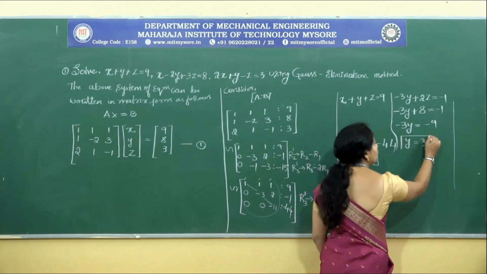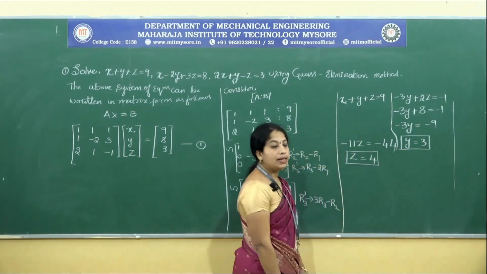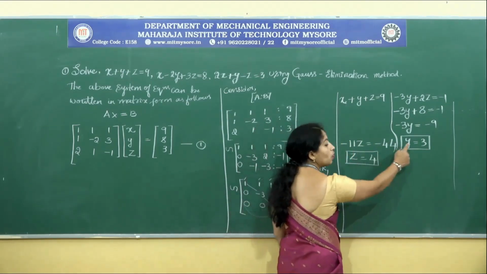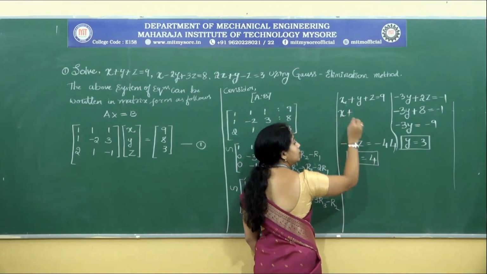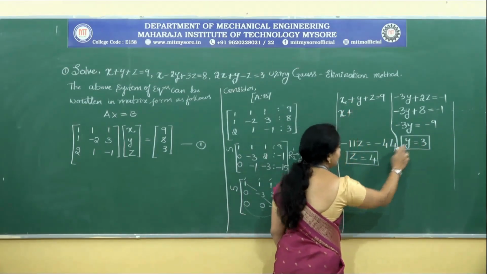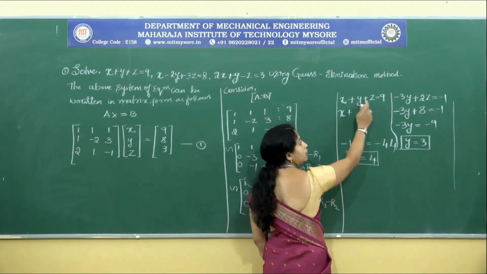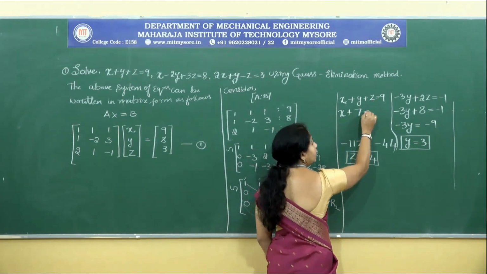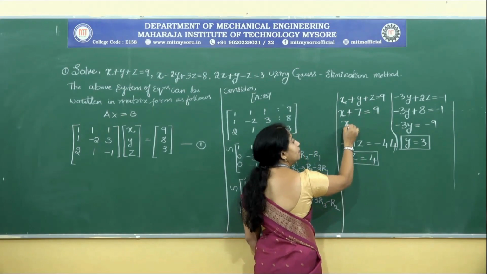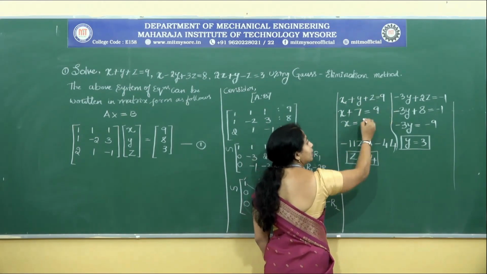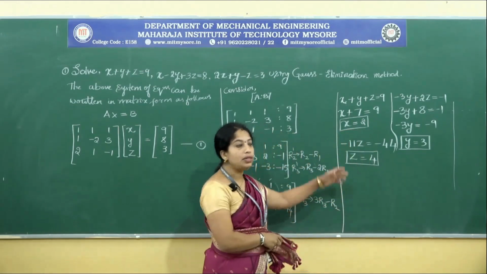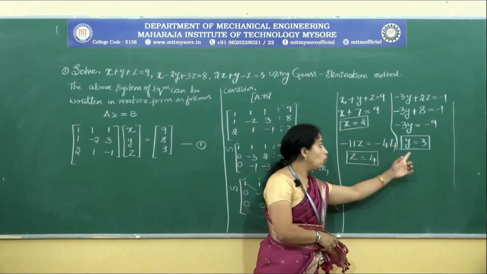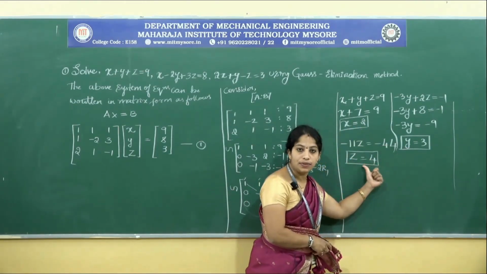Now, we got the values of y and z. Substitute the values of y and z in the first equation, you will get x plus the value of y is 3 plus z is 4, 3 plus 4 is 7 equals 9. Therefore, the value of x is 9 minus 7, which is 2. Therefore, the solution is x equals 2, y equals 3 and z equals 4.